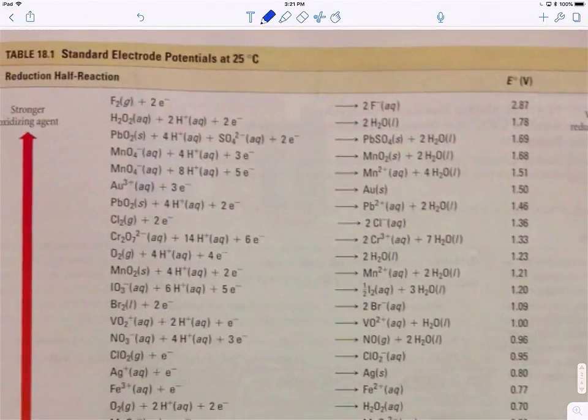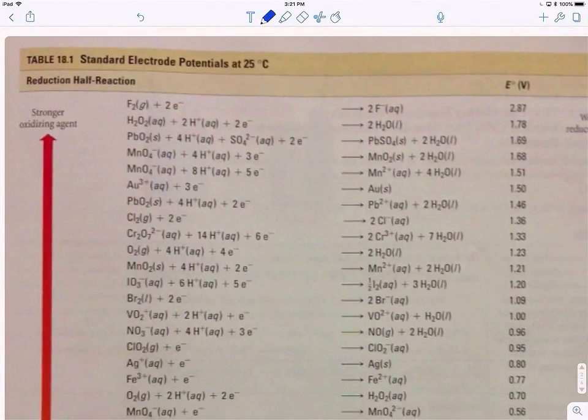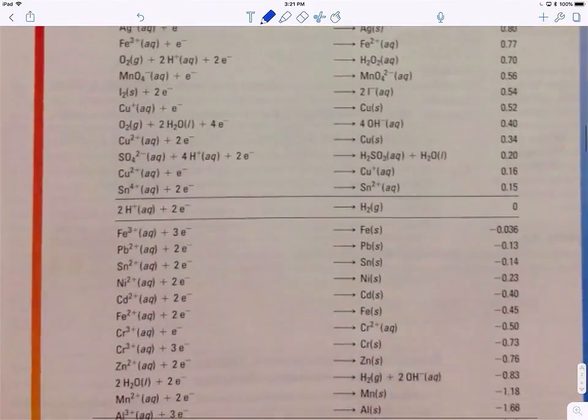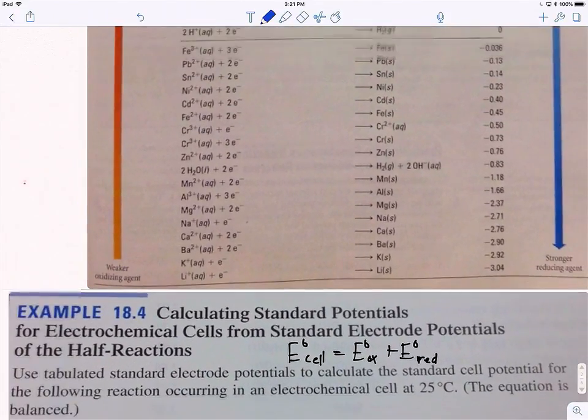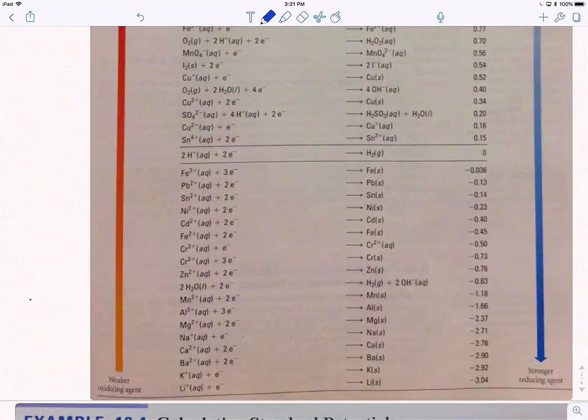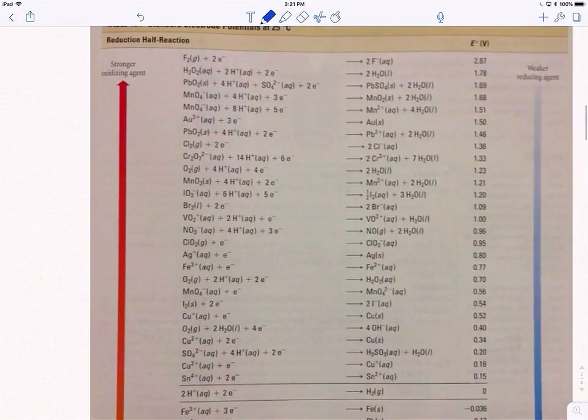And we have here, at the top, the strongest oxidizing agent, and the strongest oxidizing agent is fluorine. Down here at the bottom, we have the weakest oxidizing agent, also known as the strongest reducing agent, and that's lithium metal. For a single cell, the best battery you can have is about 6 volts.